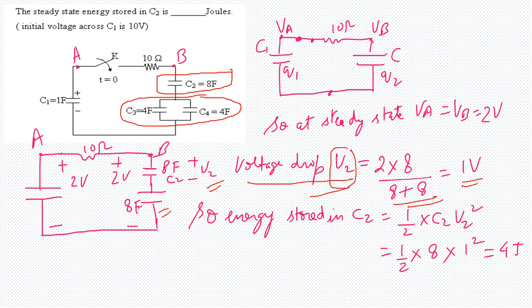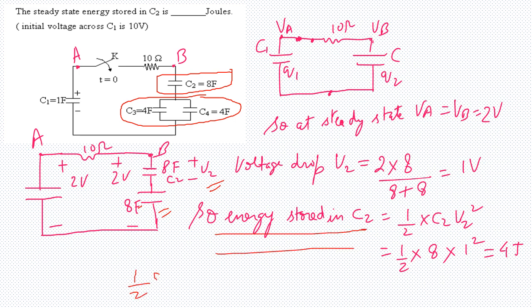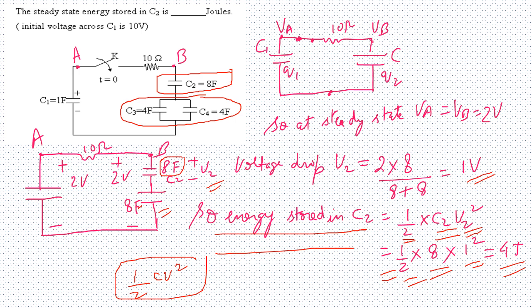Once we have calculated the drop across C2, we need to find the energy stored. The energy stored will be half CV square. In this case it will be half into C2 into V2 whole squared, which is half into 8, the capacitance value, into 1, as 1 volt is the voltage across the capacitor. That gives me 4 joules. So the answer to this question is 4 joules. This is how you can solve this question. Thanks for watching.